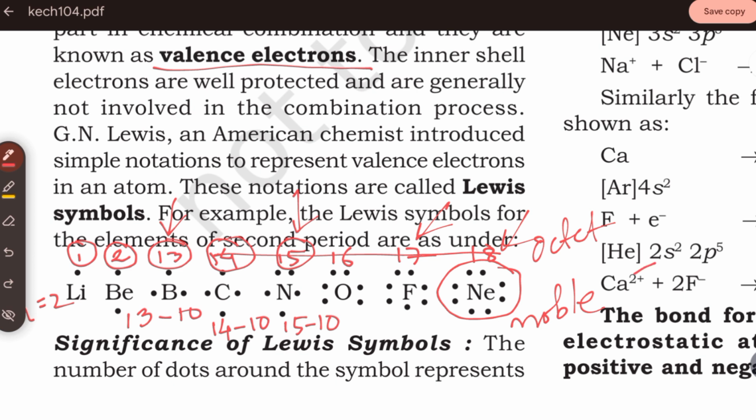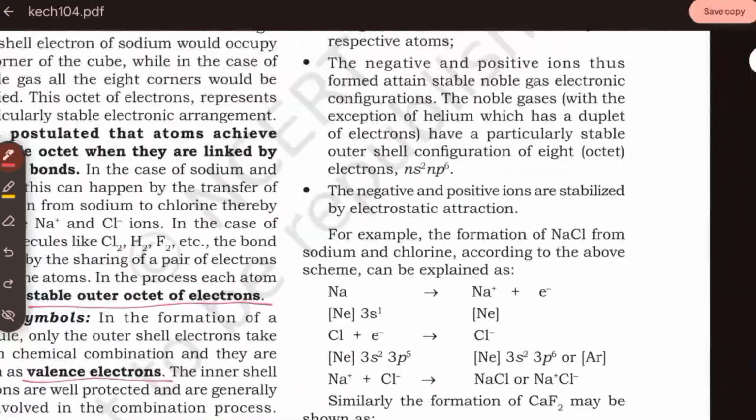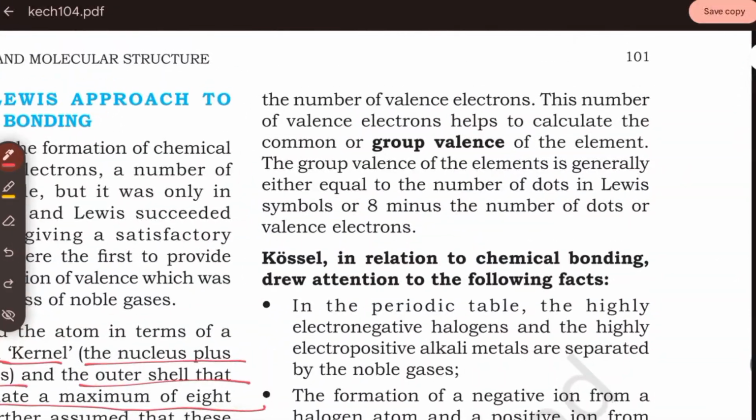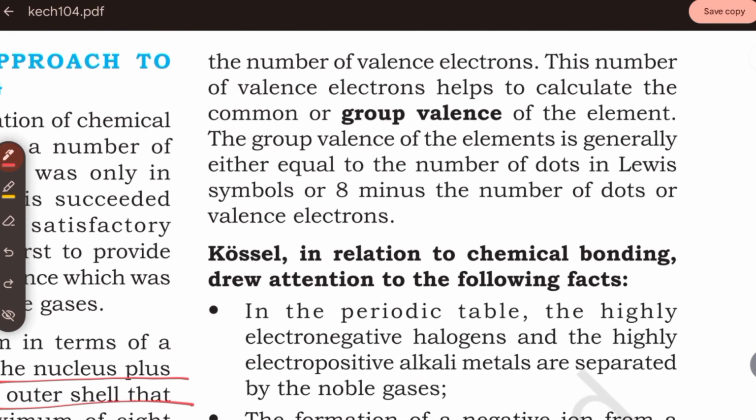Now, the significance of Lewis symbol. Let us see over here. I said that it shows the number of valence electrons. Now this number of valence electrons helps to calculate the group valence. That is what?